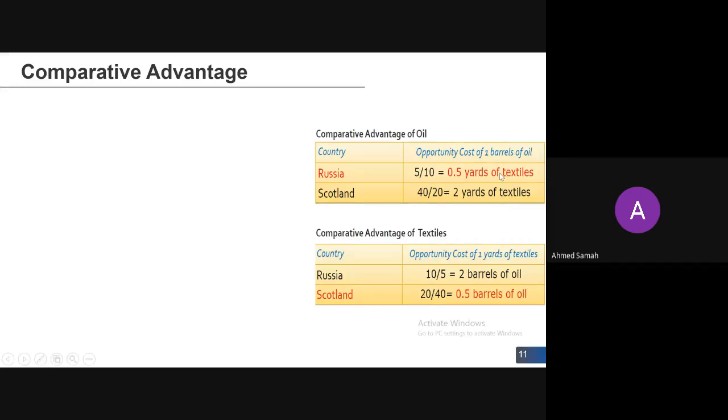So in that case, because the opportunity cost is lower for Russia, they have a competitive advantage in producing oil. Then the opposite is here in the textiles case. Here we see that the opportunity cost for Russia is 2 barrels of oil. They will have to let go of 2 barrels of oil in order to produce 1 yard of textiles, while Scotland has to let go of only 0.5 barrels of oil in order to produce 1 yard of textiles. That's why Scotland has a comparative advantage in producing textiles.